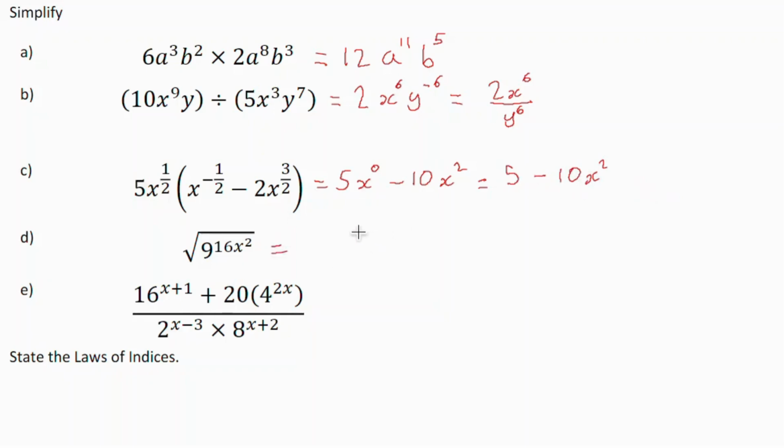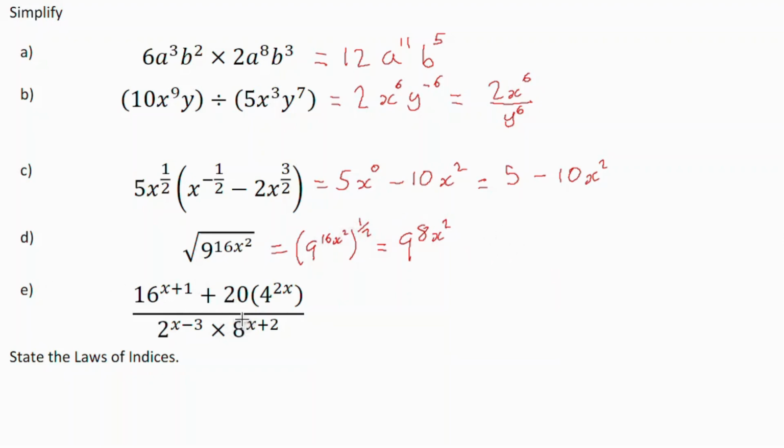In this one we have a surd, but to deal with things like this, the first thing we're going to do is write it as an index, as a power. This is 9 to the power of 16x squared to the power of 1/2, because that means square root. Now we can use laws of indices to simplify this. This is going to be 8x squared. So 9 to the power of 8x squared, when we multiply this power by this power.